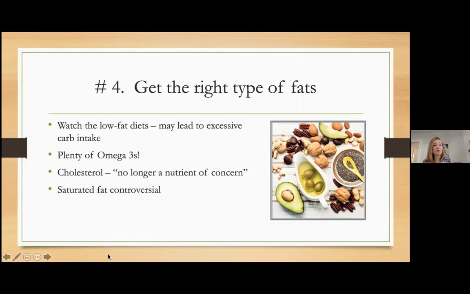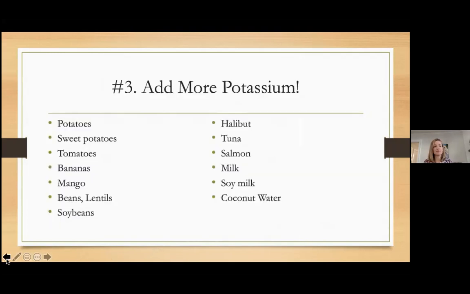Okay, so number 4 is getting the right types of fats. And fats are so important when we talk about heart health, the type of fat, whether it's a good type or a bad type.